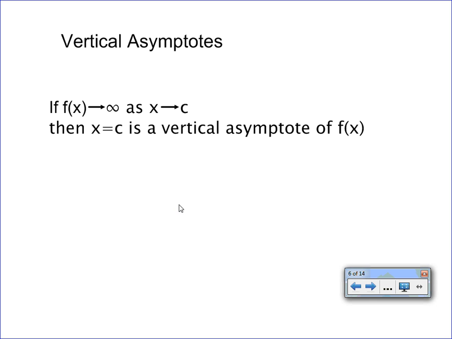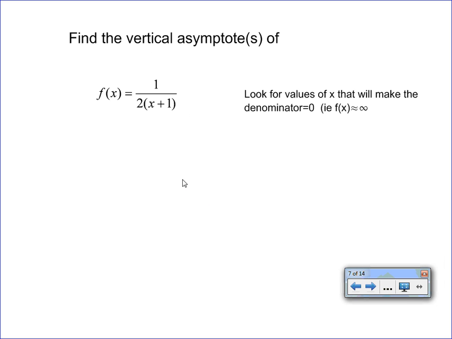So related to infinite limits are vertical asymptotes. If the function heads to infinity as x approaches a number, then x equals c is a vertical asymptote of my function. So whenever we have some sort of infinite limit, we probably have a vertical asymptote going along. An asymptote is a value that the function approaches but never quite gets to. So when we're looking for vertical asymptotes, we're looking for values of x that are going to make the denominator equal to 0, which is going to make my function head off to infinity.